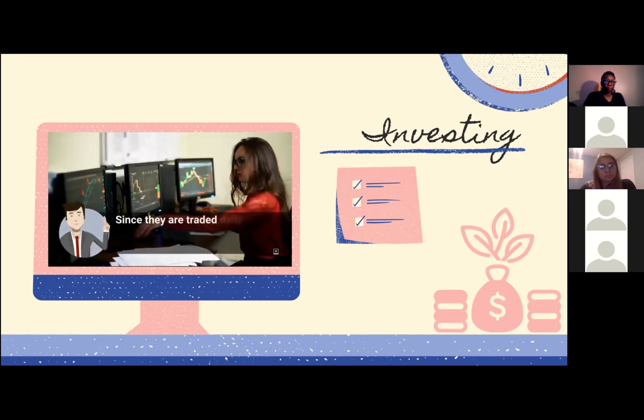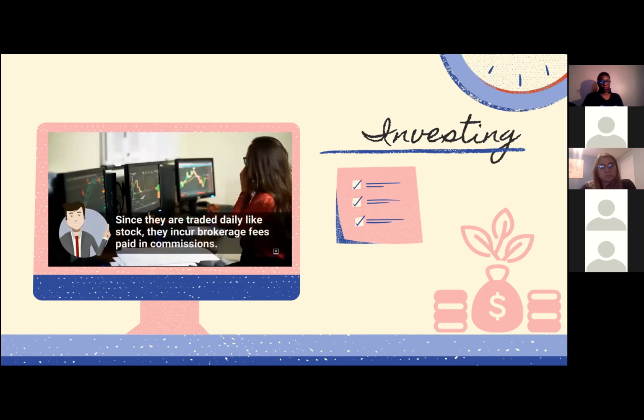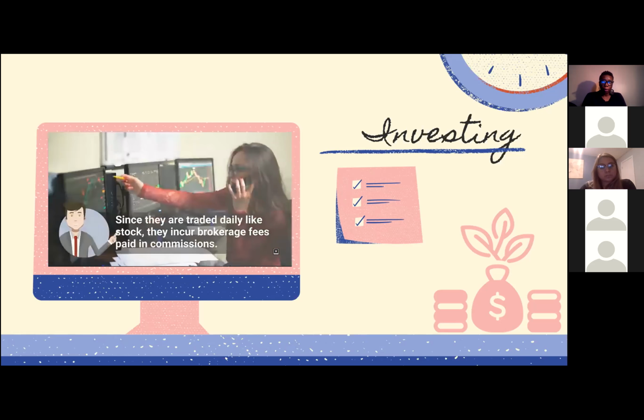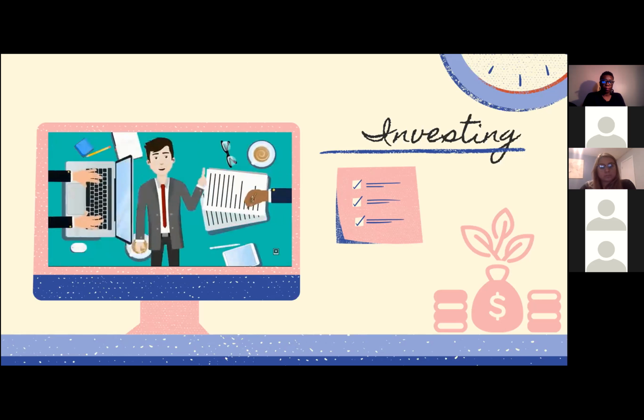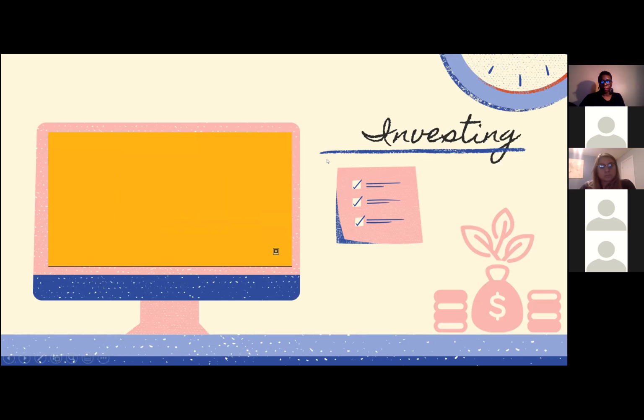Since they are traded daily like stock, they incur brokerage fees paid in commissions. Many people have made a lot of money through them, but they require a lot of research and vigilance. To really succeed with them, you will need to dedicate a significant amount of time, if not be a full-time investor.